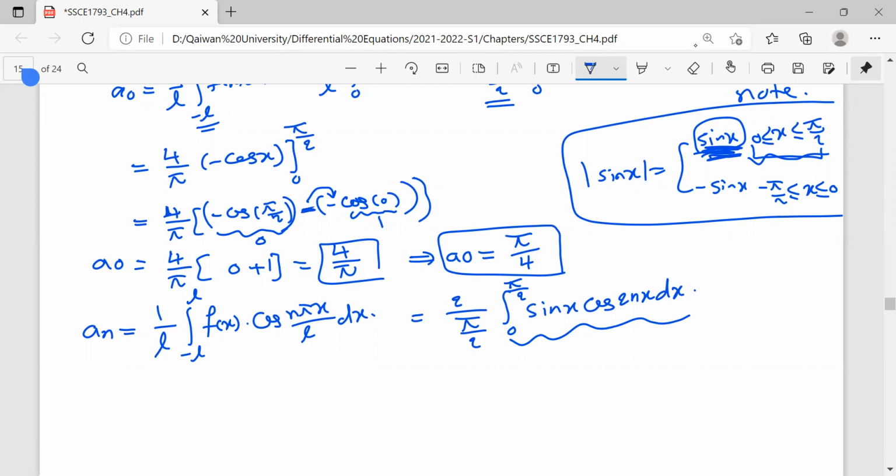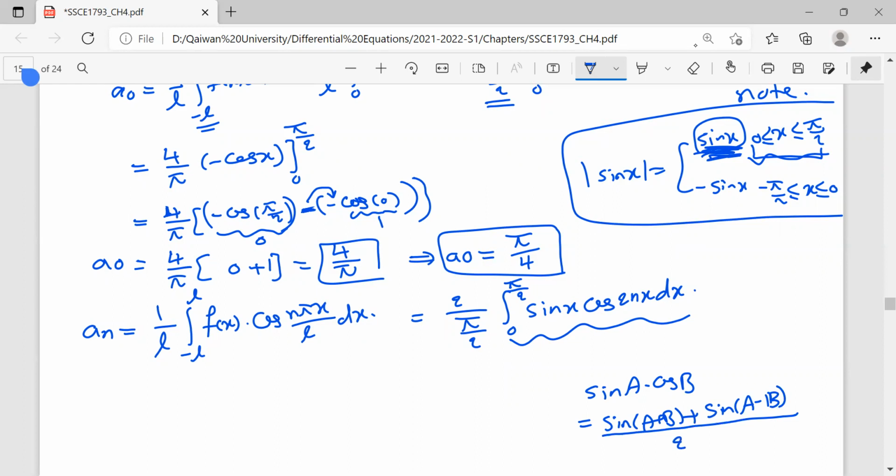Okay. We can use the trigonometric identities to rewrite this trigonometric function. We say sine A times cosine B equals sine A plus B plus sine A minus B, divided by 2. That's a trigonometric identity. That's the rule. Sine A times cosine B is sine A plus B plus sine A minus B divided by 2. Okay.